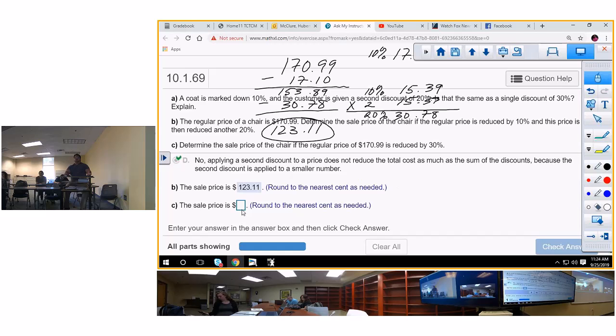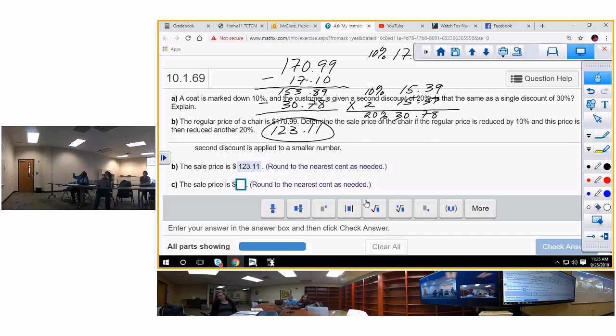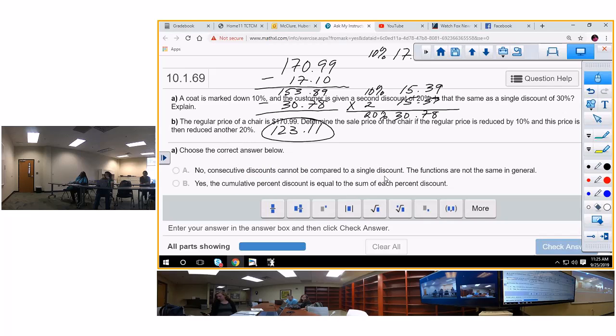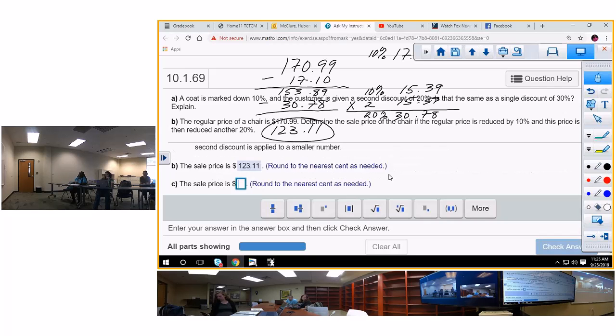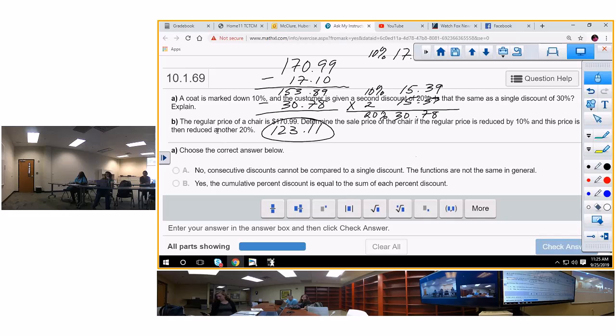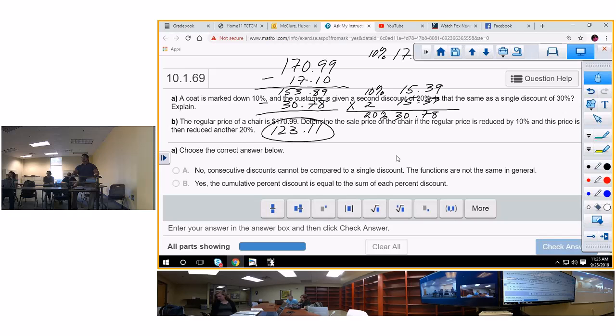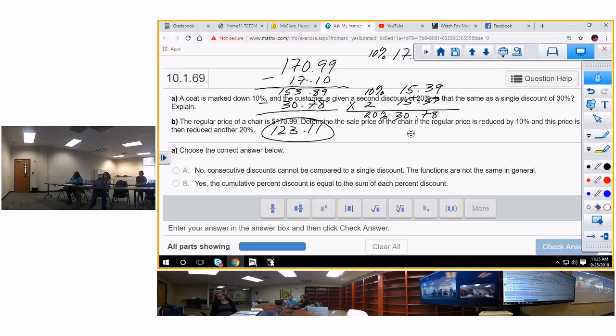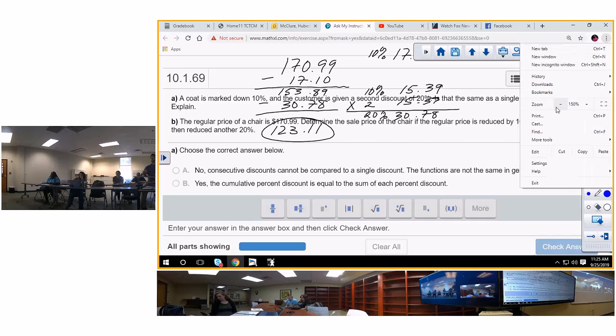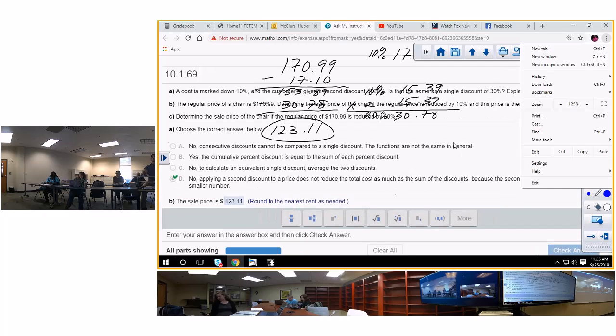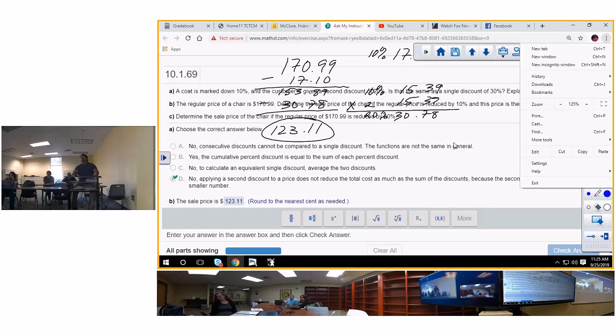Okay, determine the price of the chair. Go back to the last one. You might want to zoom out a little bit. You say A and B up there. There's a part C. Go down. I did B, didn't I? Yeah, so there's a part C. C is 170.99 reduced by 30%. Okay, reduced by 30%.